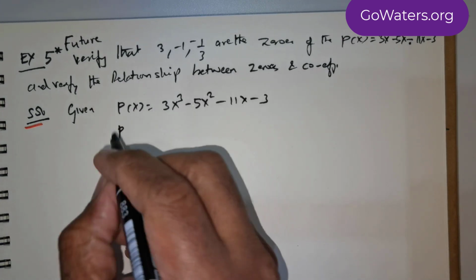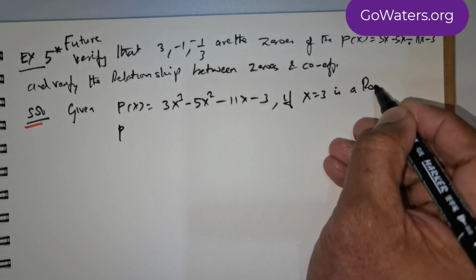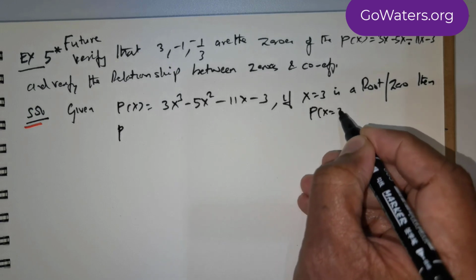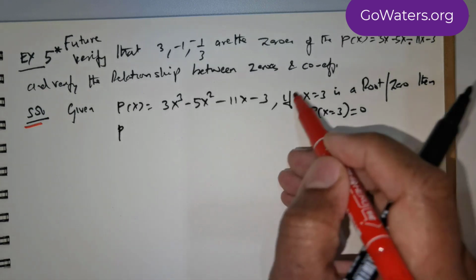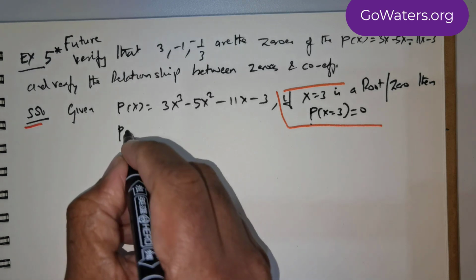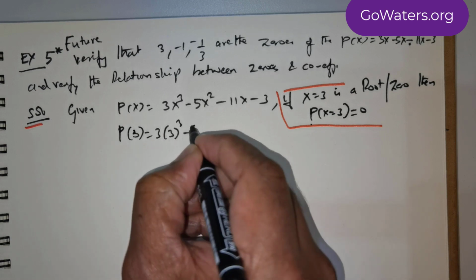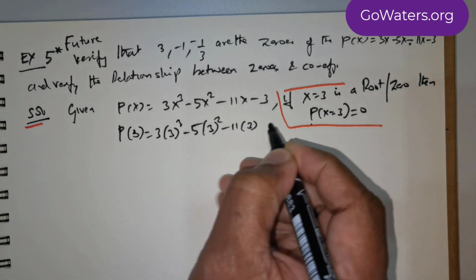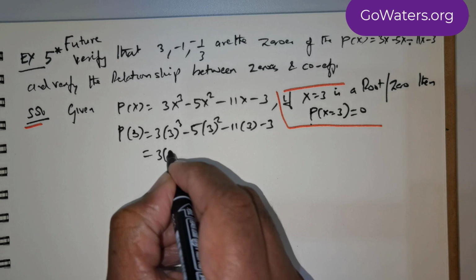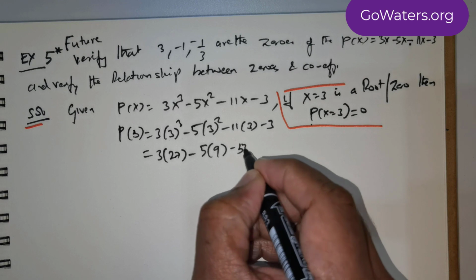Now, to verify, let me state here, if x is equal to 3 is a root or zero, then P of x at x equal to 3 will be equal to 0. So this is the most important concept that you will have to focus on, right? So I'm going to substitute x is equal to 3. So this is going to be 3 of 3 raised to the power of 3, negative 5 times 3 squared, negative 11 times 3, negative 3. This is 3 3s are 9. 9 times 3 is 27. So 3 times 27, 5 times 9, this is 33, negative 3.